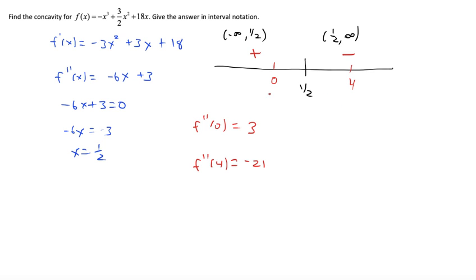So wherever the second derivative is positive, that's where we're going to be concave up. So we're going to be concave up in that interval, negative infinity to 1/2. And then we're going to be concave down in this interval here, 1/2 to infinity.